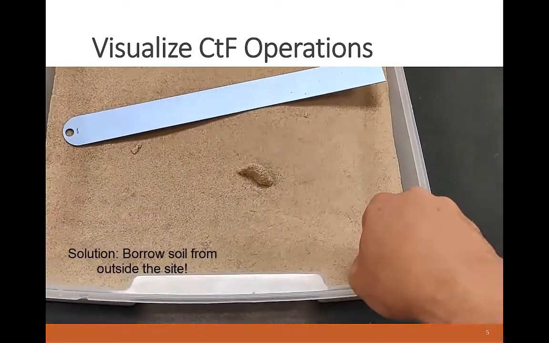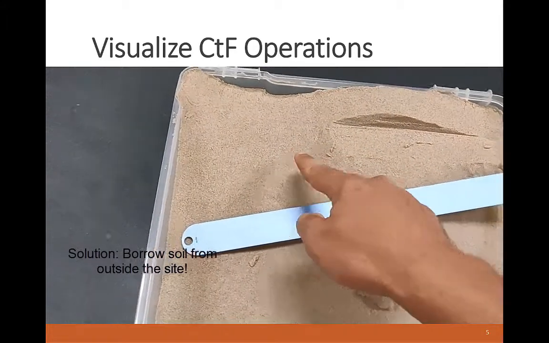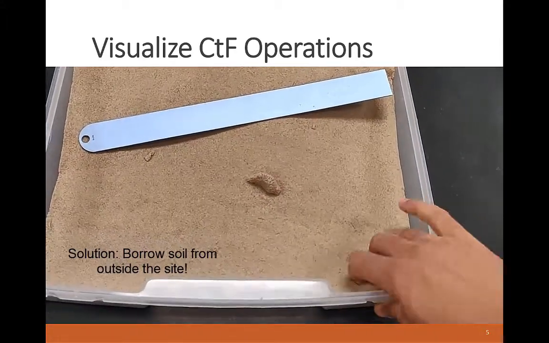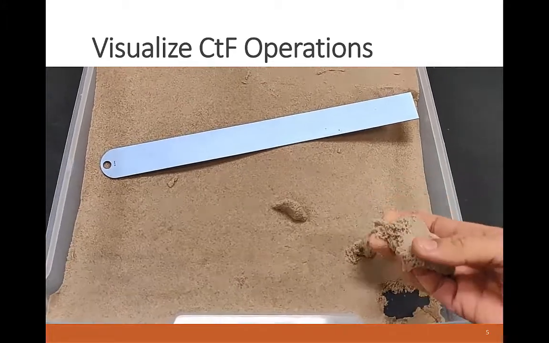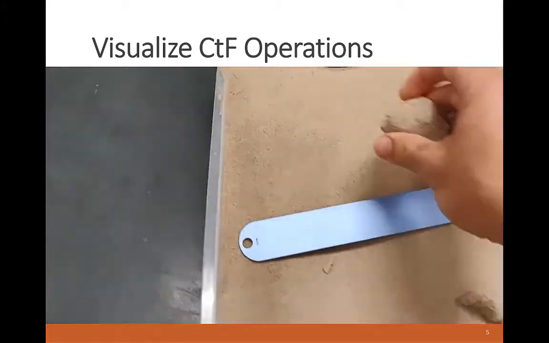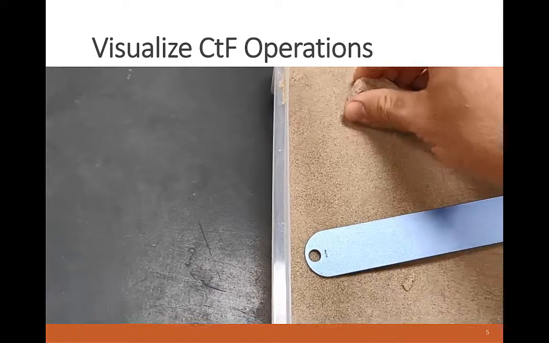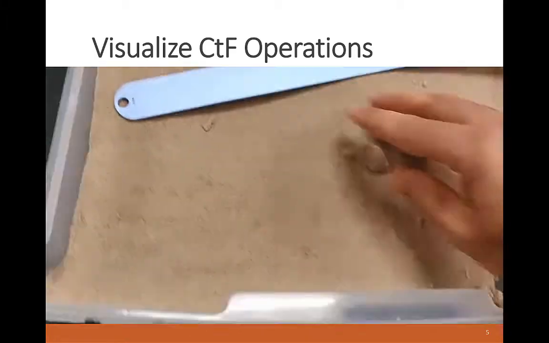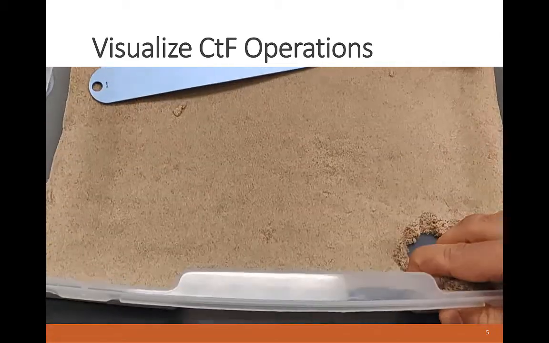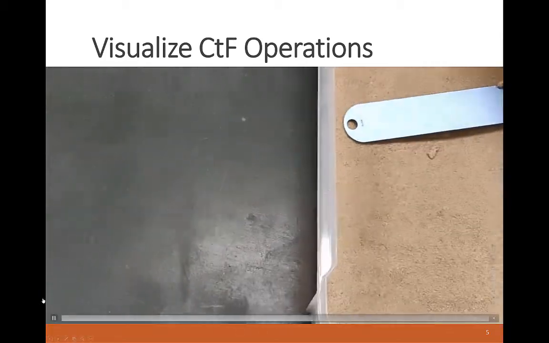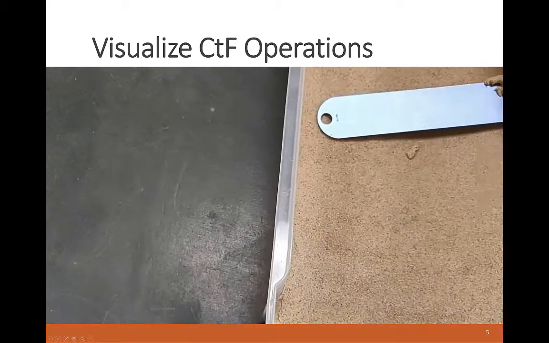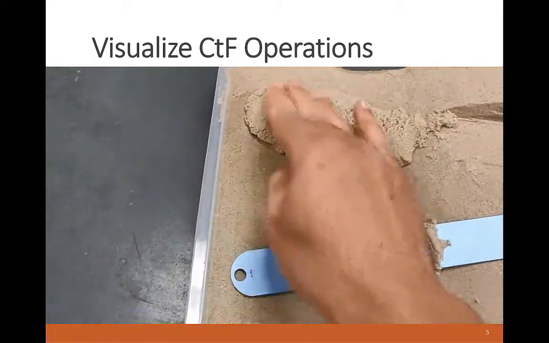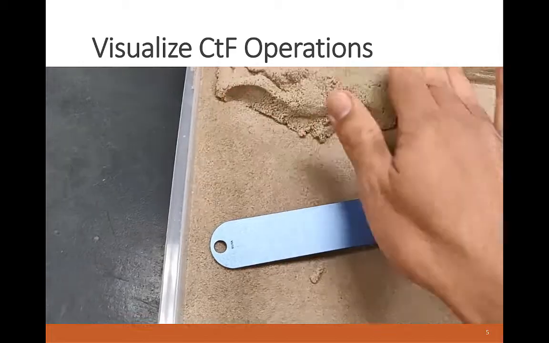So no need to panic. We will borrow soil from outside of the site to finish the second fill segment. Just imagine this far corner of the sand container is a quarry where we will borrow the soil. So here I'm working on pulling the soil from the quarry to the fill segment and trying my best to reach the road elevation and match the embankment slope shape.